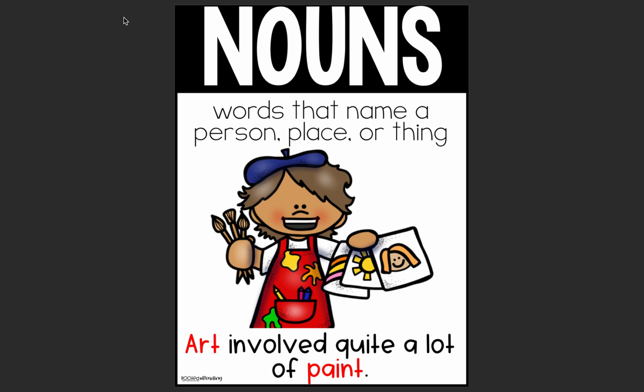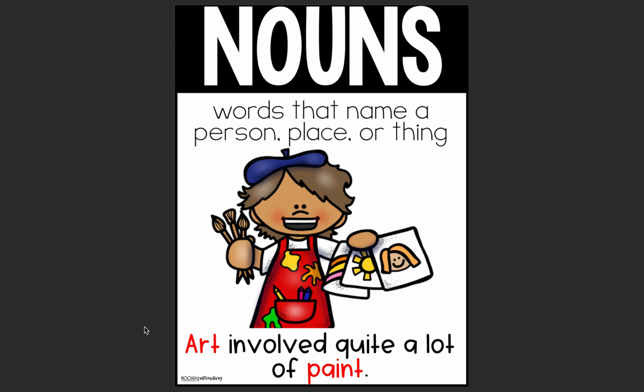So nouns. Let's focus on nouns first. Nouns are words that name a person, place, or thing. So a person could be a dog. A place could be your house. And a thing could be like a mat or carpet.